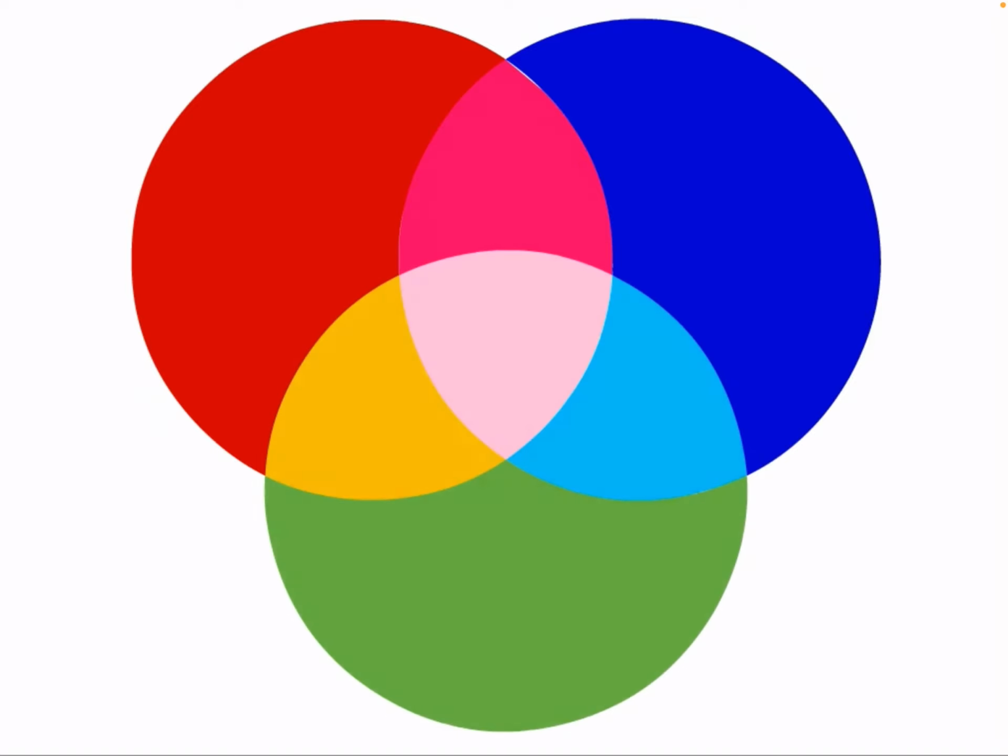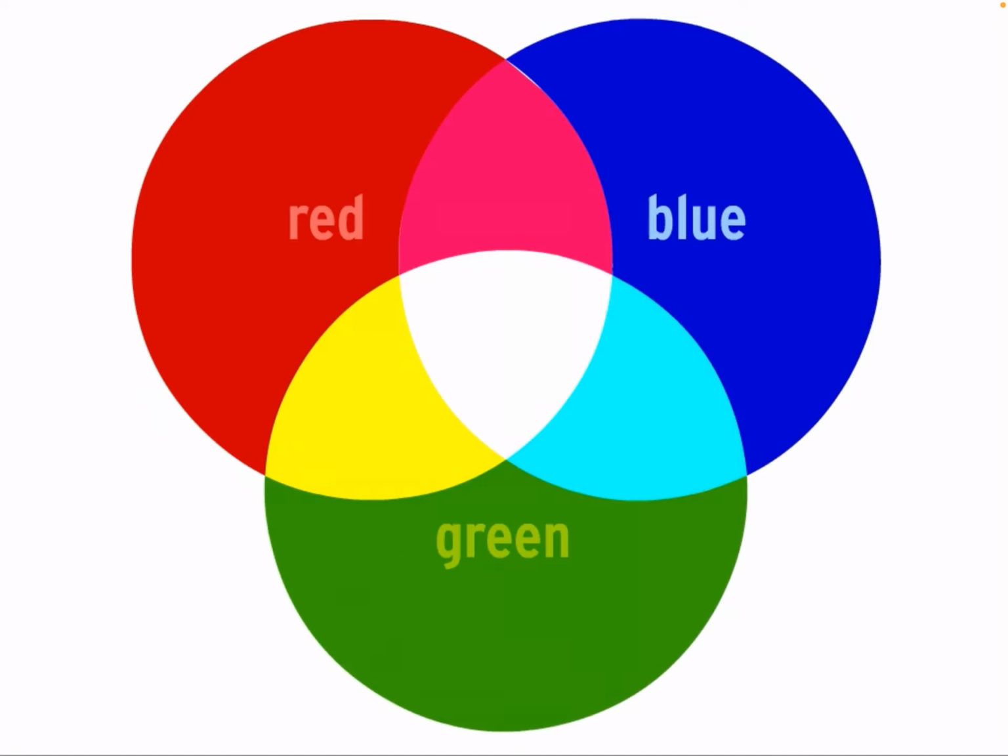Practically any color can be made from mixing the primary colors of light, red, green, and blue. When these colors overlap, they produce new colors of light. Here, for instance, your brain interprets the overlap of red and green waves as yellow.